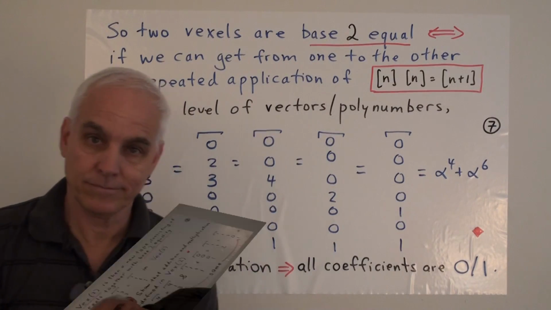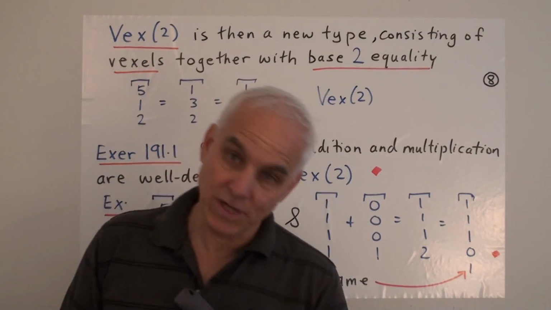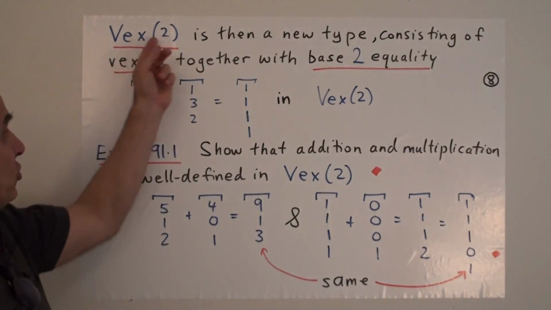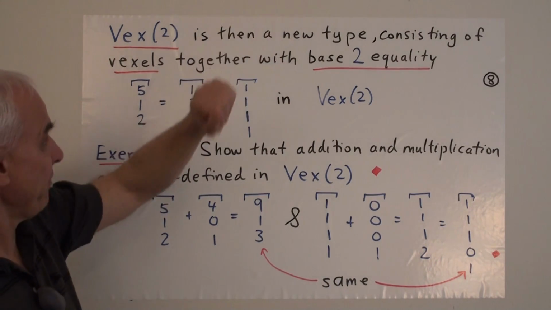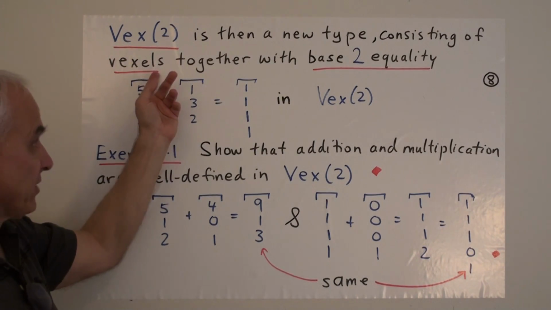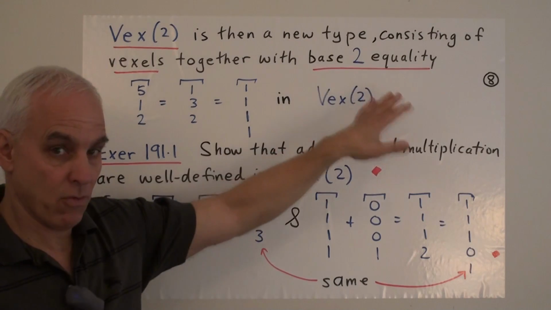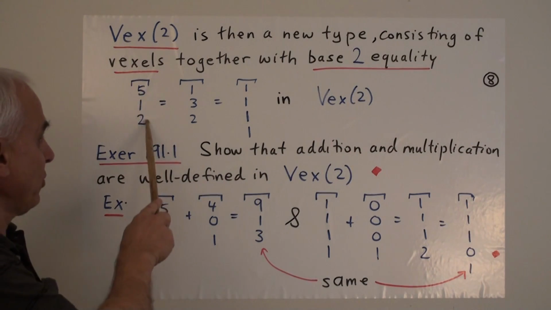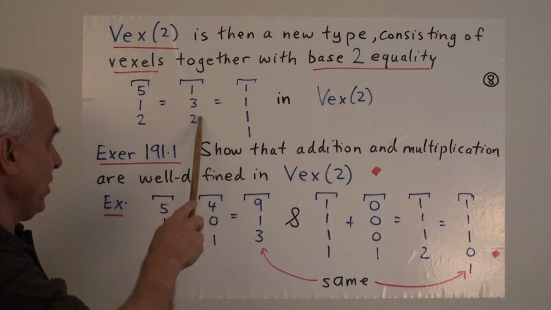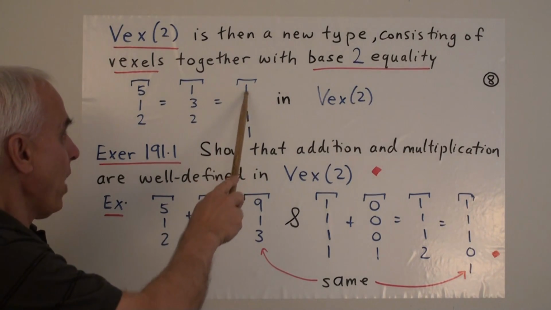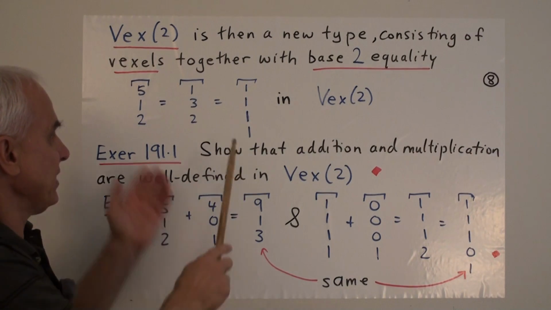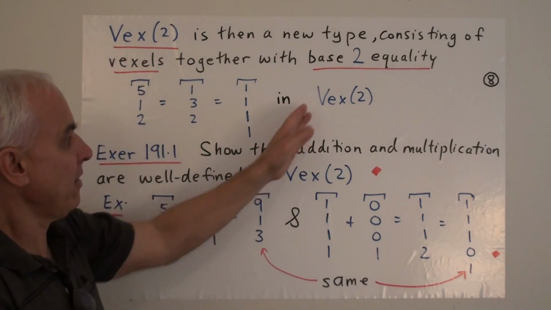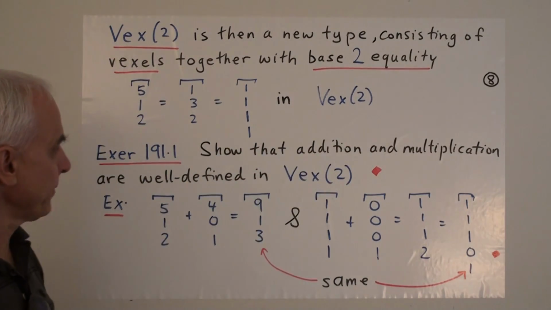So it makes sense now to introduce a new type, let's say vex2, representing a new type of object which consists of vexels together with this base 2 equality that we've been talking about. So for example, 512, you can check that's the same as 132, which is also the same as 1111. And this is now an equality in vex2.